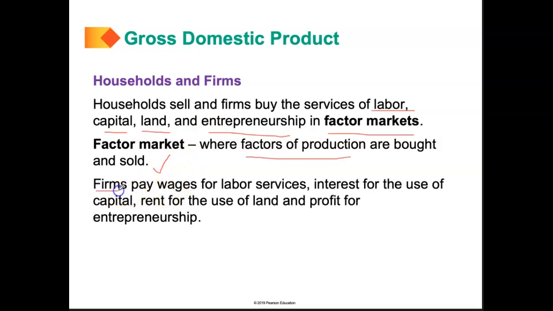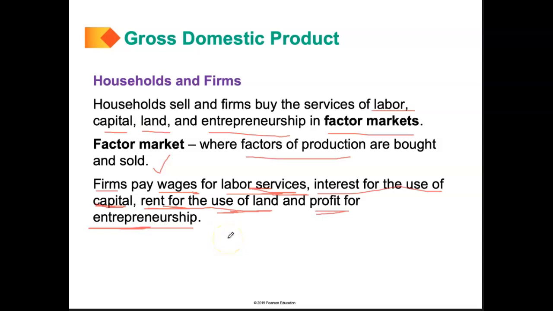Firms pay wages for labor services. If they rent or buy a machine, we call it interest, so that's interest for the use of capital, right? If they have land, they pay rent for the use of land. And profit is what we call the return to entrepreneurship.